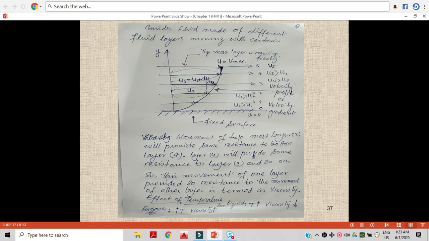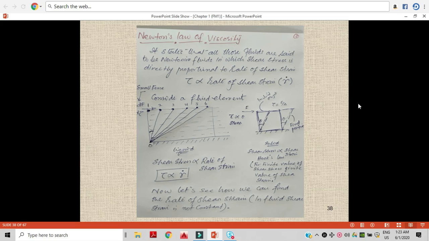Now move on to the next slide. There is Newton's law of viscosity. So what is Newton's law of viscosity? That is also a very important law. It states that all those fluids are said to be Newtonian fluids in which shear stress is directly proportional to the rate of shear strain. So what is the shear stress and what is the rate of shear strain?